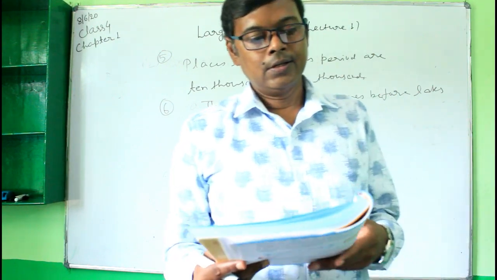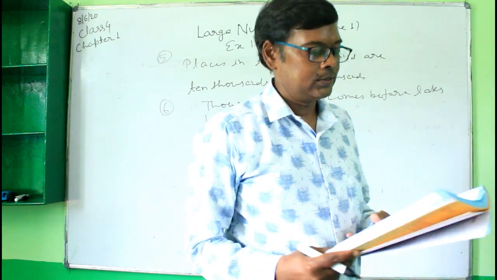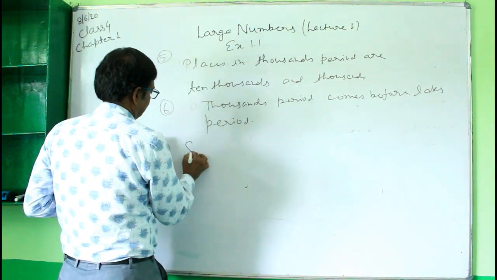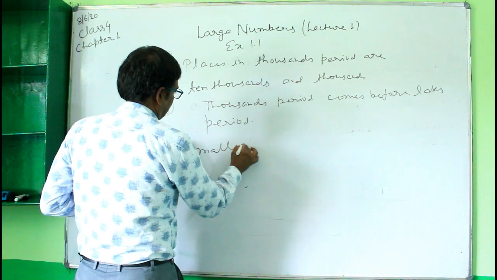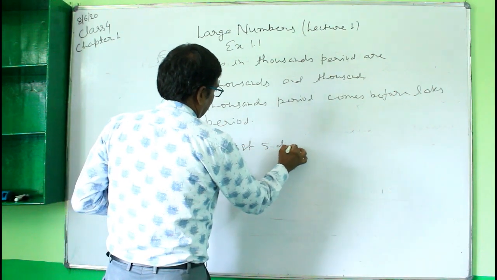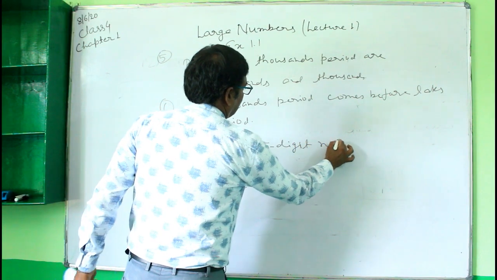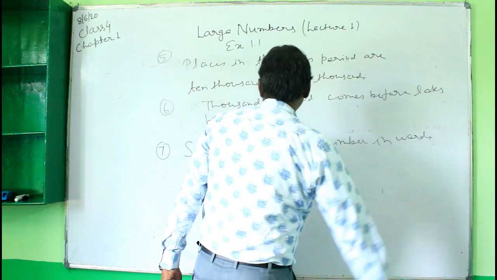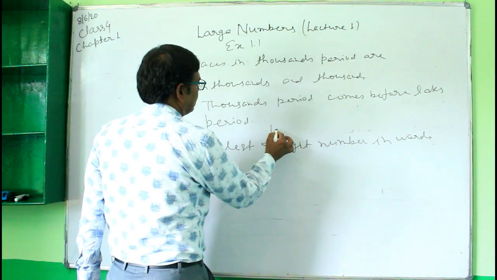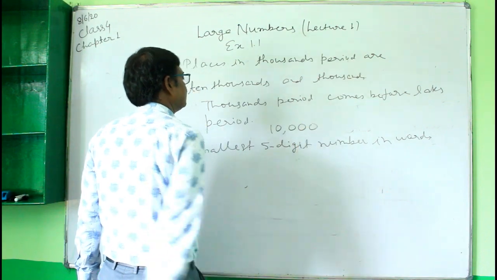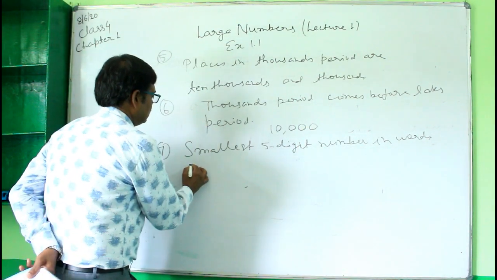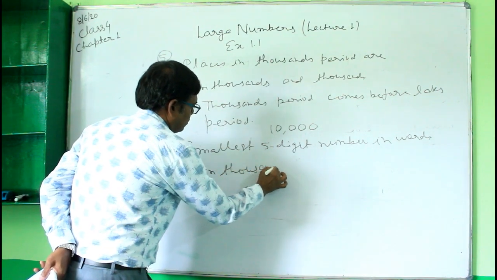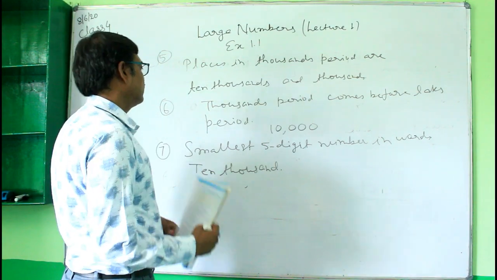Now question number 7, write the smallest 5-digit number in words. Okay, the smallest 5-digit number in words. The smallest 5-digit number is what? The smallest 5-digit number is this. Okay, then in words it will be 10,000. The smallest 5-digit number is 10,000.